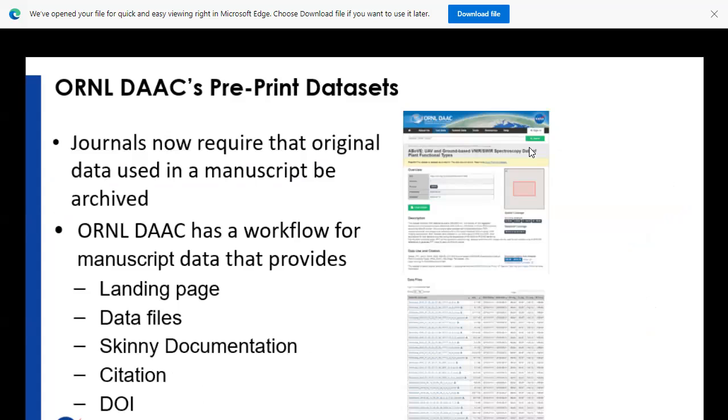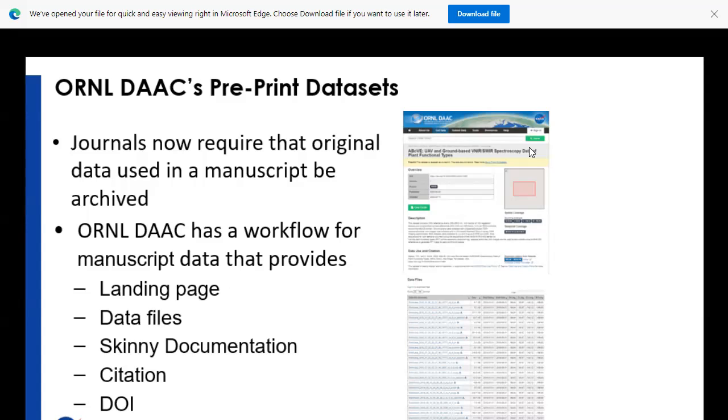Now that was the usual DAAC publication process. However, there are scenarios when you don't want to follow the usual process, because it might take longer, depending upon how many active projects we are working on and what the priorities are for those projects. So we have something called preprint data sets, because nowadays journals require that original data is archived when you submit your manuscript.